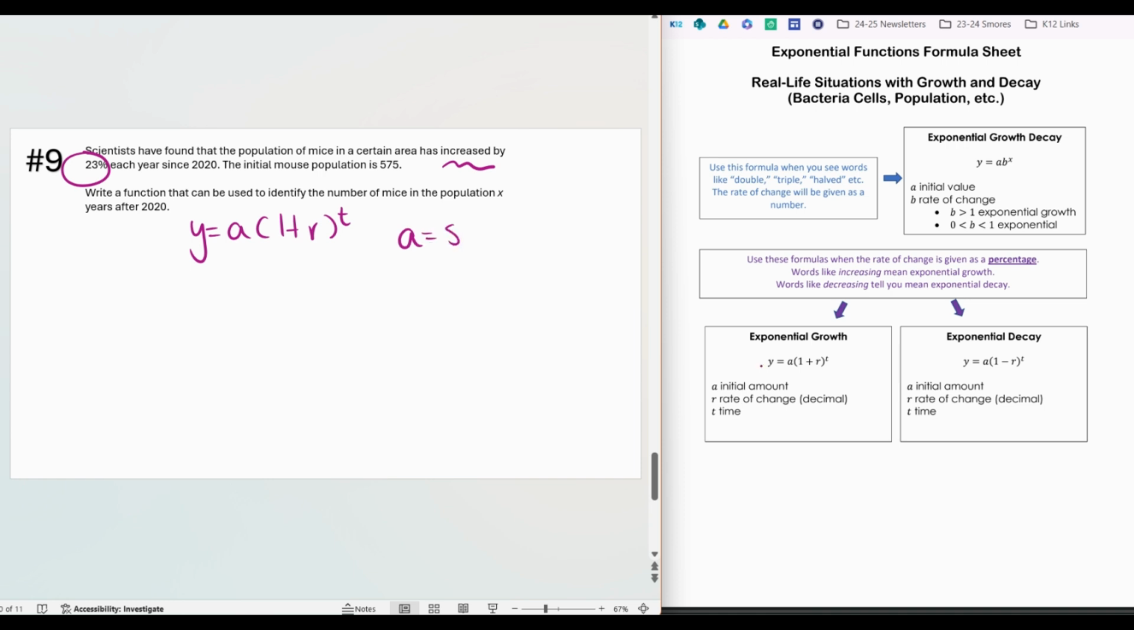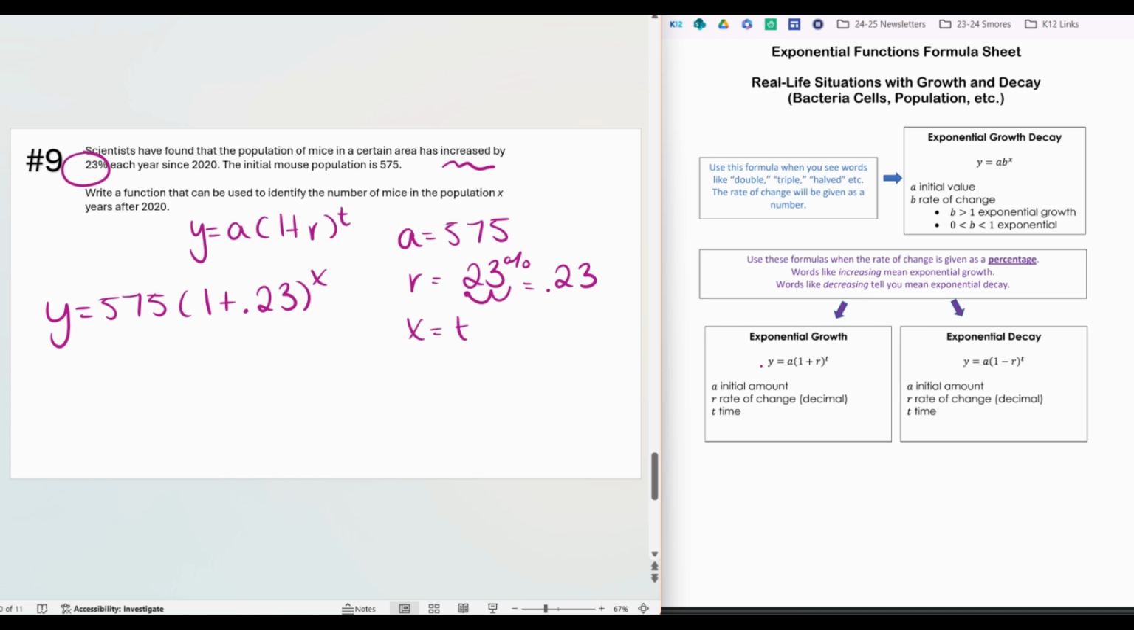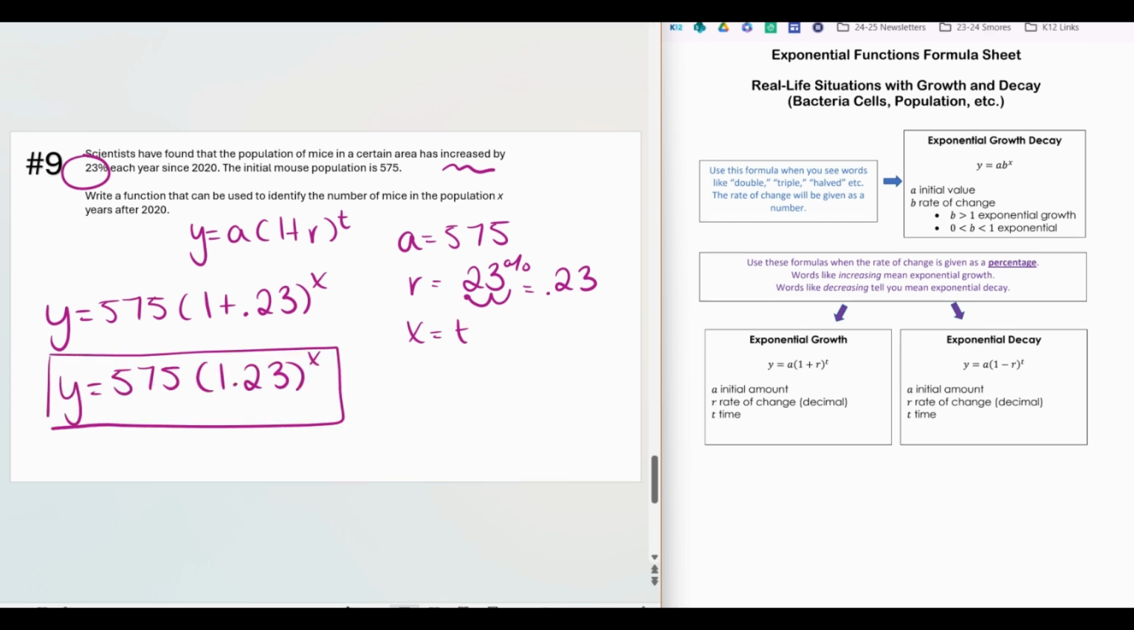A is the initial value, so 575. R is that percent rate of change, so it tells us 23%. And I'm going to go ahead and change that to a decimal, so I have 0.23. T, well, we don't have T in this problem, right? So it tells us that we're using X instead of time. So X is the value of T. So we're going to write this as Y equals A, which is 575 times 1 plus 0.23. And then instead of T, we're going to call that X. Well, that 1 plus 0.23, we're not going to leave it like that. We don't want to write 1 plus 0.23. We'll just go ahead and write it as 1.23.